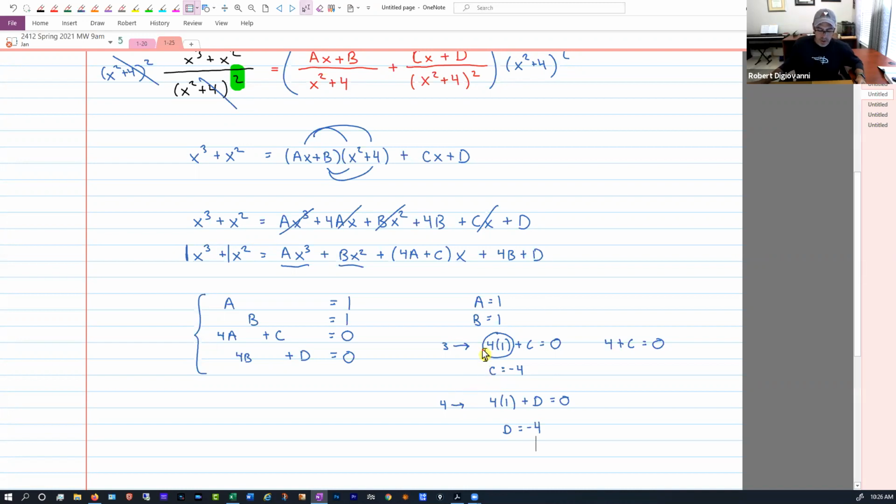So just using the equations, using the fact that we know what a and b are, we just replace this b with 1, that a with 1, solve for c and d respectively, and we've got a, b, c, and d. So 1, 1, negative 4, negative 4.